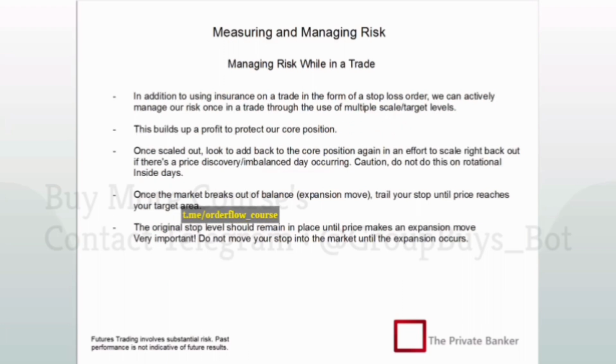Let's move on now to managing risk while in a trade. This is a different concept to what I've talked about earlier, but in addition to using insurance on a trade in the form of a stop loss order, we can actively manage our risk once in a trade through the use of multiple scale or target levels. This builds up a profit to protect our core position, and once scaled out, we can look to add to our core position again in an effort to scale right back out if there's a price discovery move or an imbalanced day occurring. Caution, do not use this on rotational inside days.